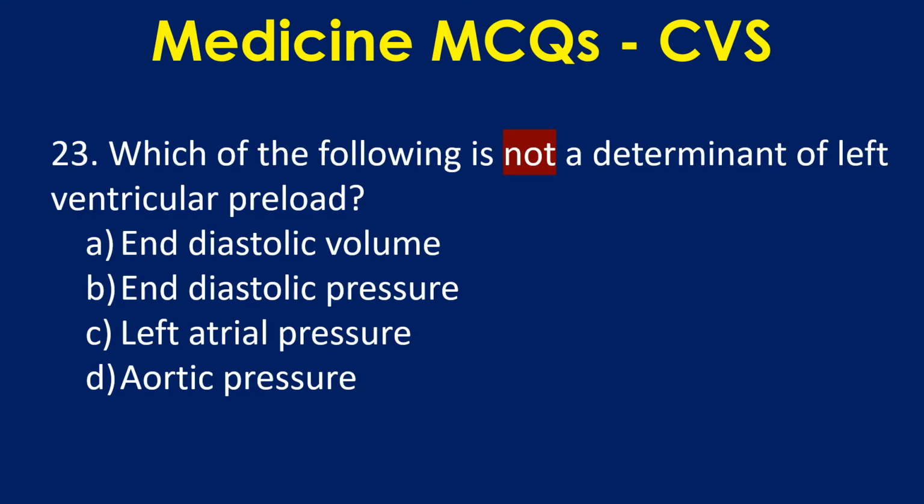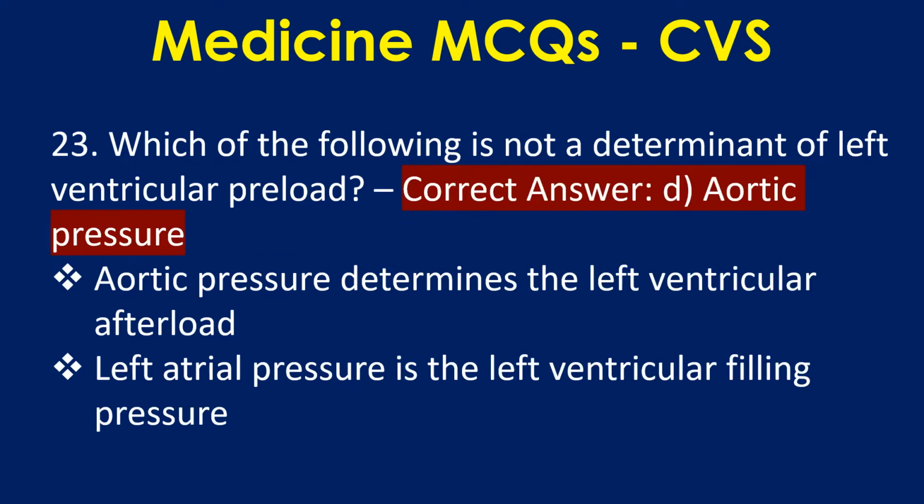A. End diastolic volume, B. End diastolic pressure, C. Left atrial pressure, D. Aortic pressure. Correct answer D. Aortic pressure. Aortic pressure determines the left ventricular afterload. Left atrial pressure is the left ventricular filling pressure.